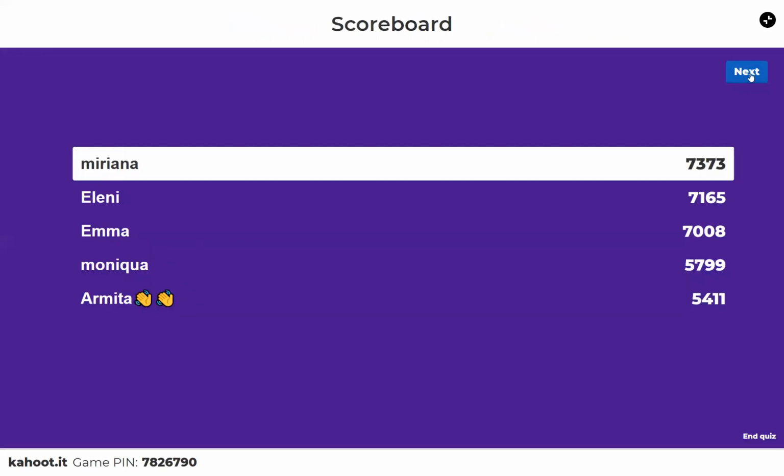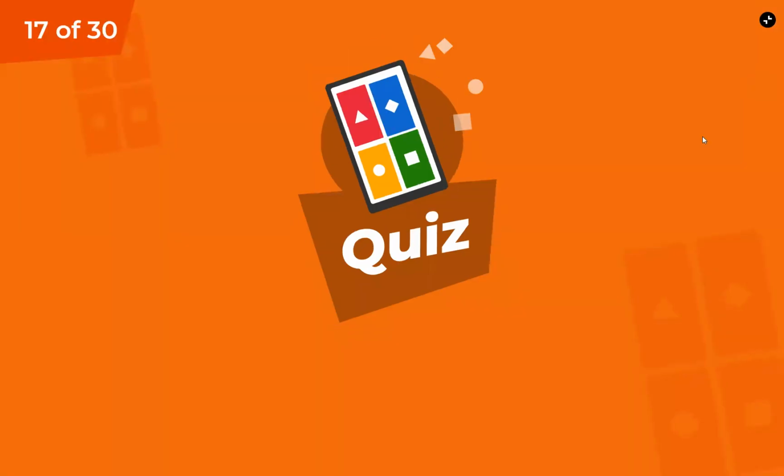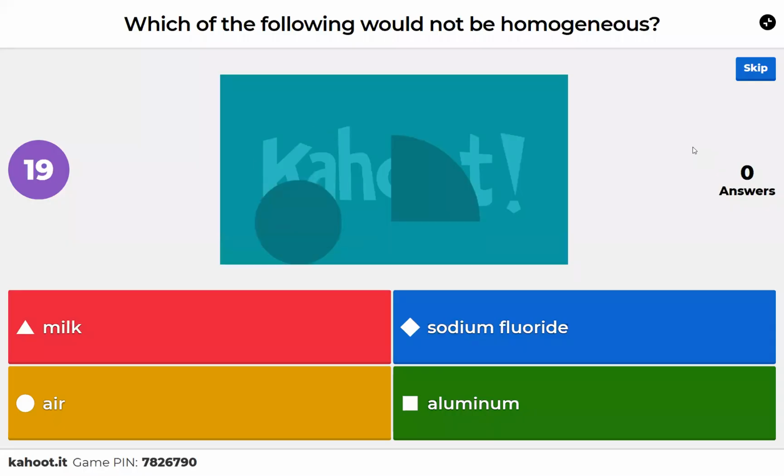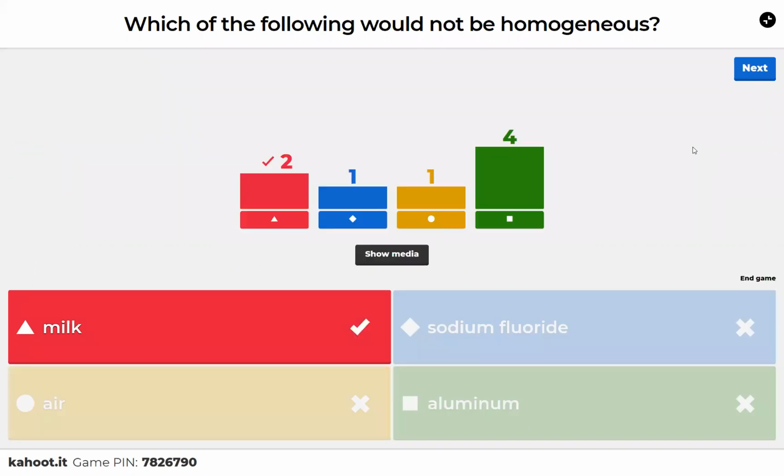All right, death match here at the top three. Okay, let's keep going. Which of the following would not be homogeneous? So they would be heterogeneous. Or in other words, they wouldn't be a pure substance in this case. That's a hint. Yeah, because air is not a pure substance either, but air is homogeneous. Milk. Yeah, milk is heterogeneous. I can actually see different things in it when you look closely enough, though.